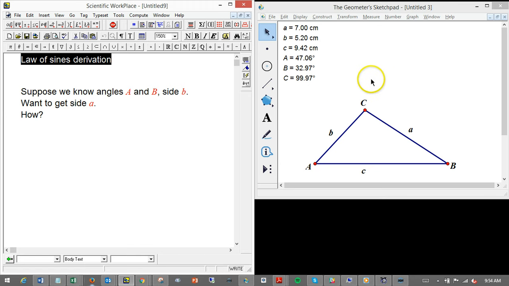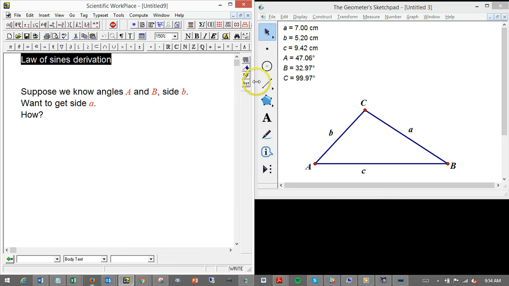So we have a triangle. It's not necessarily a right triangle. This C looks pretty close to a right angle, but it's not, and we're not going to use that in any special way. One of the great things about the law of sines, and we'll see about the law of cosines, is they expand trig to beyond just right triangles. That's the real point here.